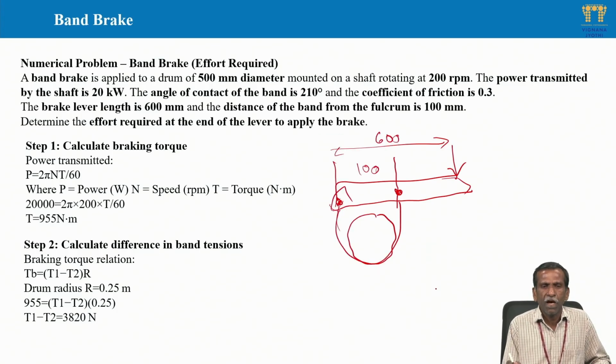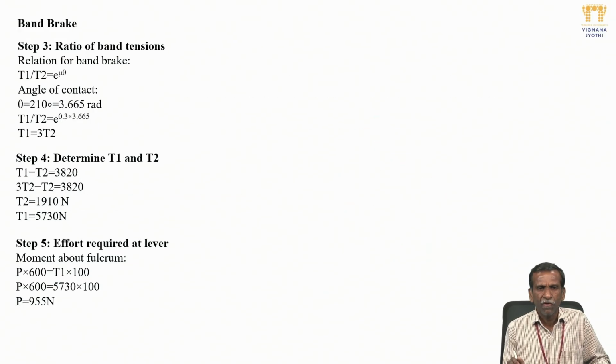Then as usual, we can evaluate the torque. Power transmission P equals 2 pi N T by 60. From that we can get torque as 955 newton meter. In any problem, you need to calculate the differential band tensions, because the braking torque is equal to (T1 minus T2) into R. The second relation is T1 by T2 equals e power mu theta. So these two relations are used to find the tensions. Braking torque we know, so we can write one relation: braking torque equals (T1 minus T2) into R, the drum radius. Then T1 minus T2 we got as 3820 newtons in this case.